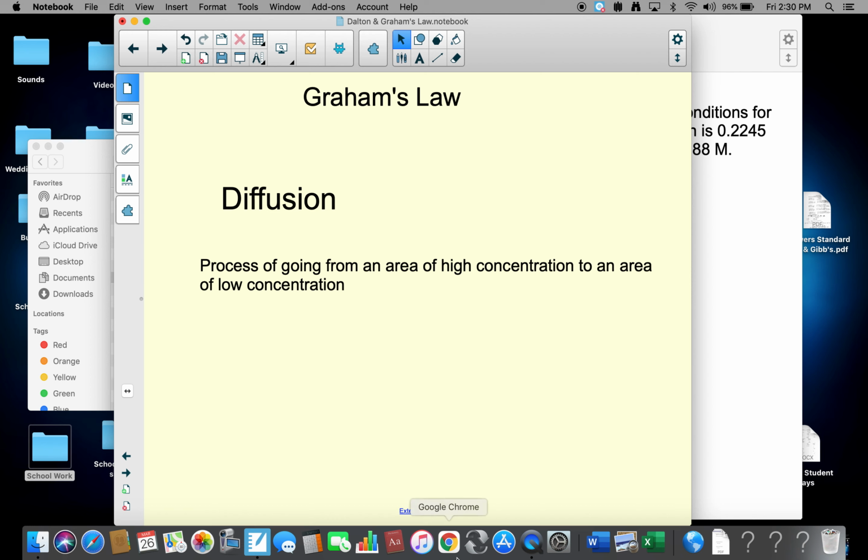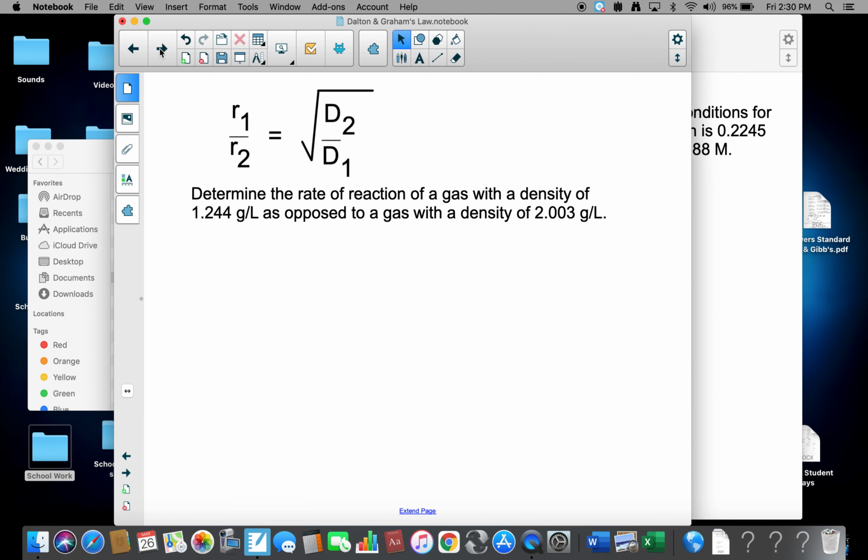All right, so Graham's Law is expressed in the equation that the rate of the individual gas is equal to the square root of the density of the second gas divided by the density of the first gas. So it's the inverse square root of the densities.